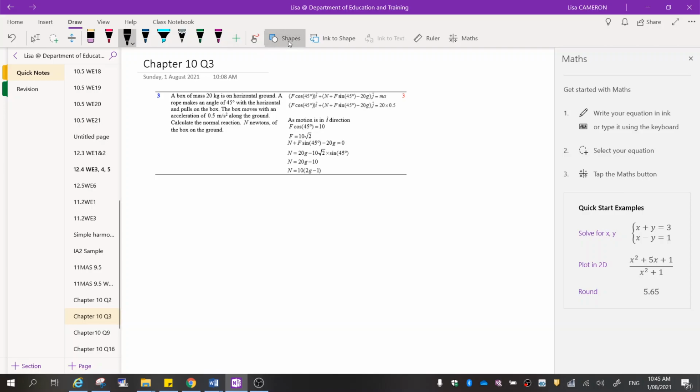So a box with mass 20 kilograms. So let's start with a little box here.